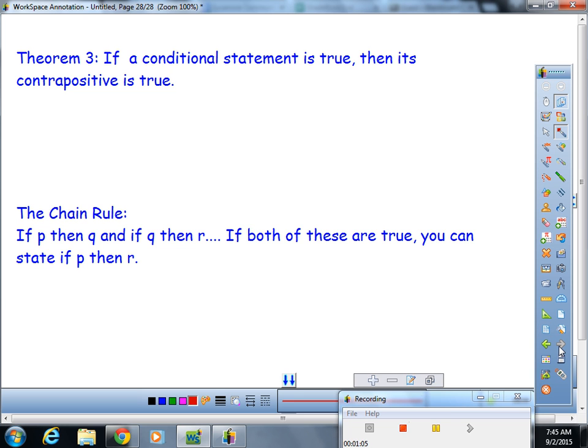Alright. 2 more things and we're done. Theorem 3. This is always kind of cool. This is if a conditional statement is true, then its contrapositive is true. So I challenge anyone in here to give me a conditional statement that is true. Anything. It could be about anything. In fact, it's not allowed to be about math. Yeah, give me a conditional statement that is true.